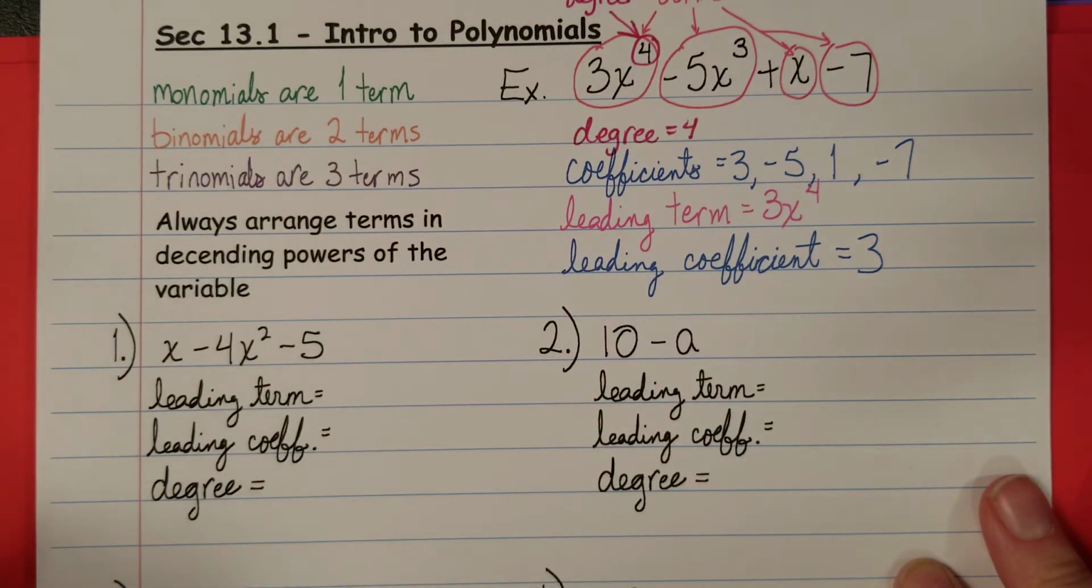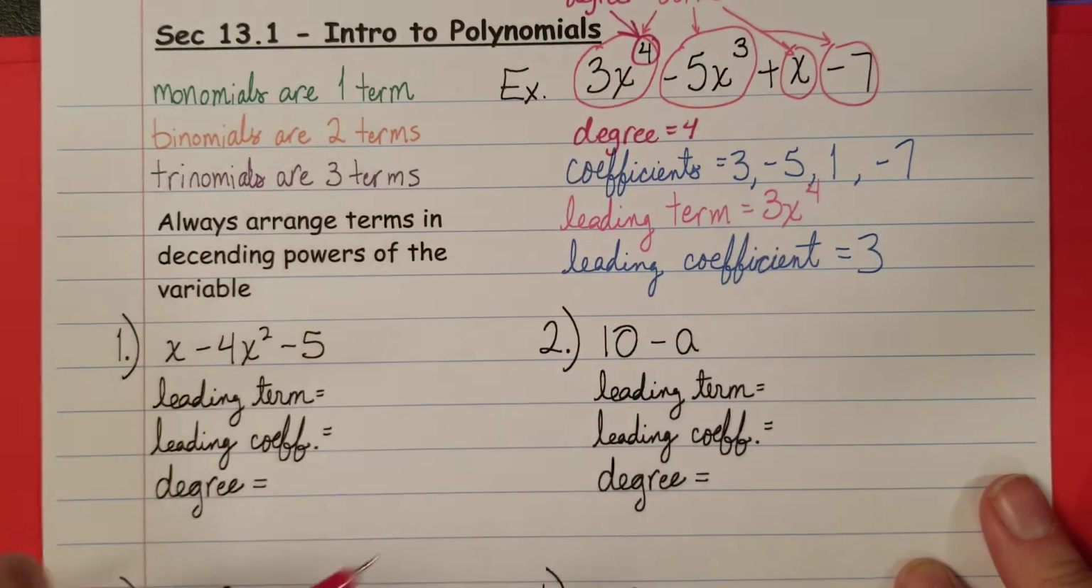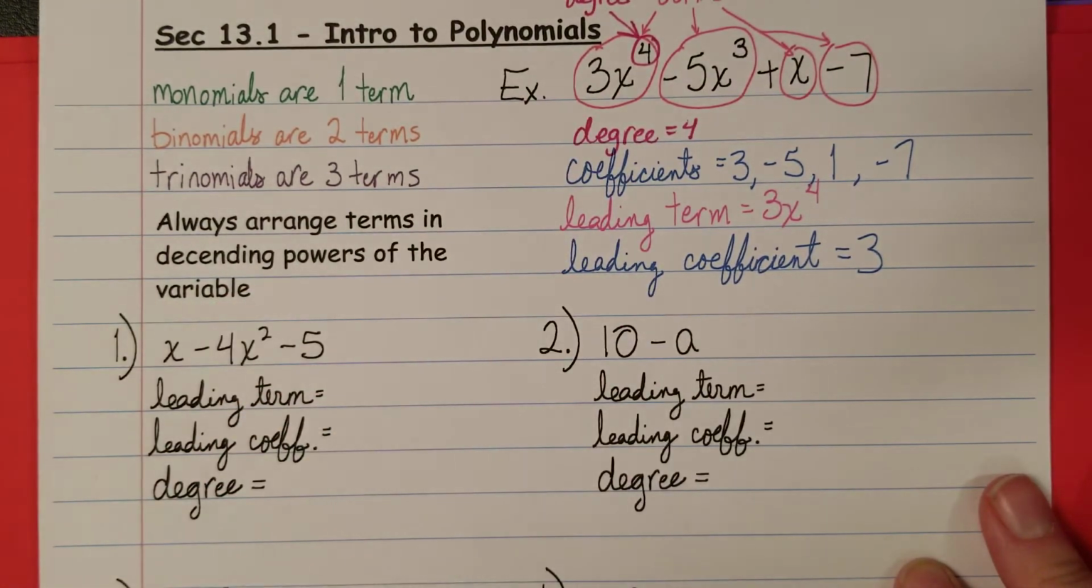All right, and so the leading term is 3x to the 4th. The leading coefficient then is 3.